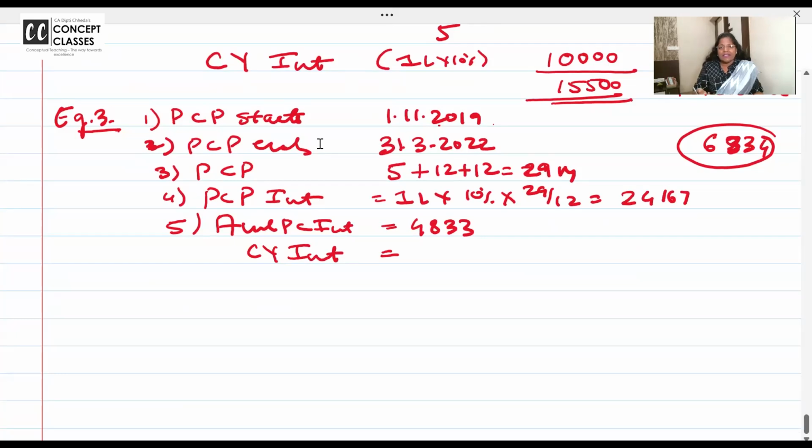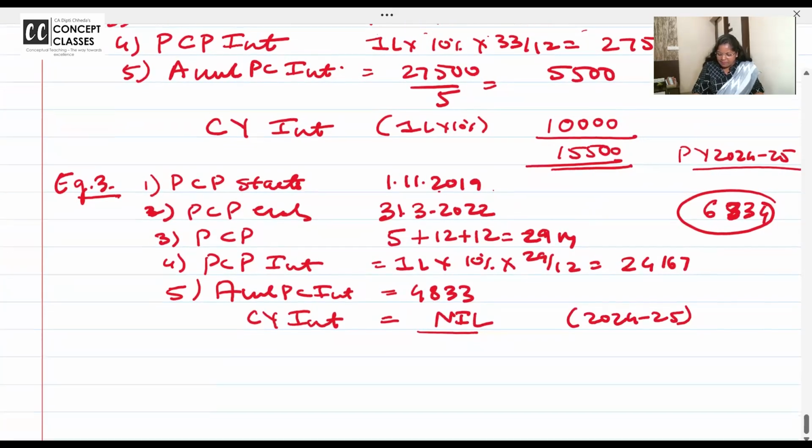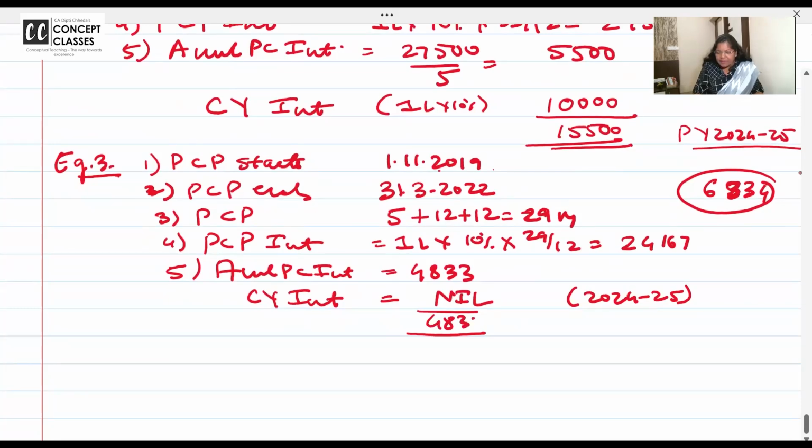अरे, what is current year's interest? I want you all to answer. Dare you go to the next example? Nil. Nil. Have you written nil with understanding? Because we are in which financial year? 24-25. Loan is already repaid. Why current year's interest? So are you digesting? There will be cases where current year's interest is not coming, but pre-construction interest is coming. Okay? So what is the total interest? 4833. Now you all go for example 4.